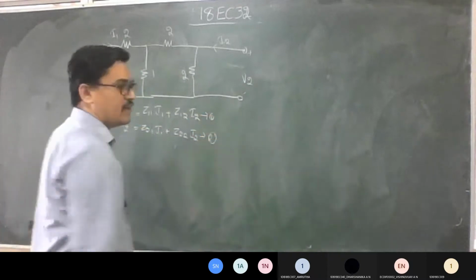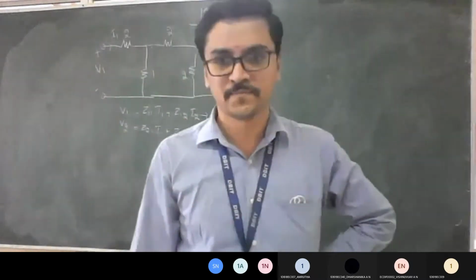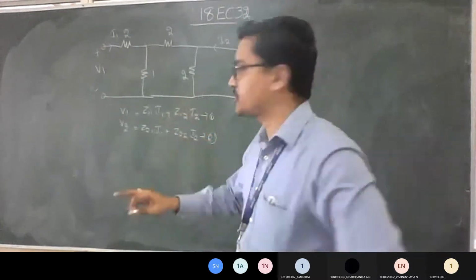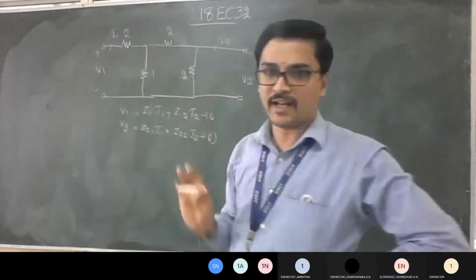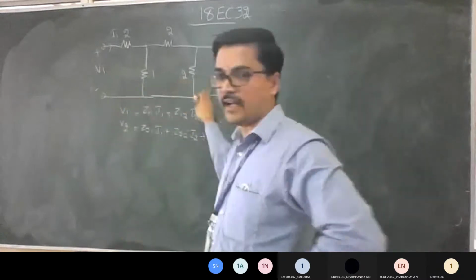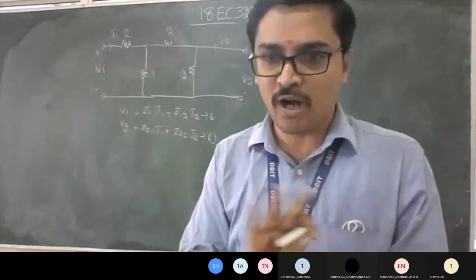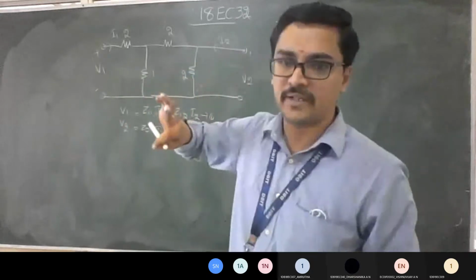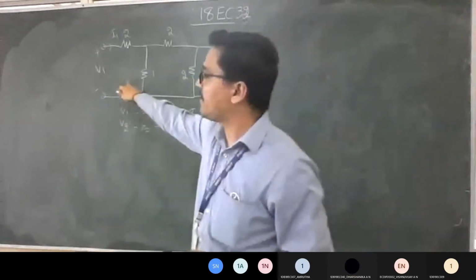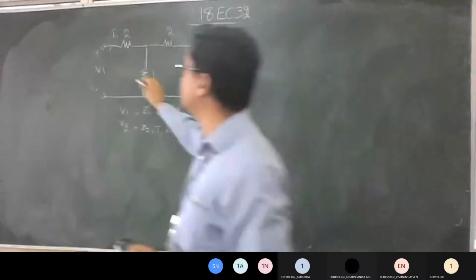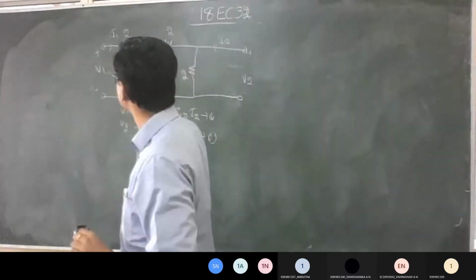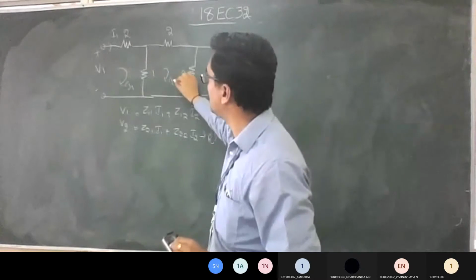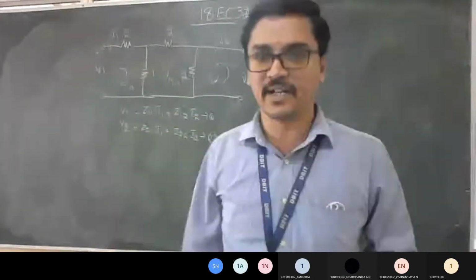So now tell me how many meshes you have in this? Three meshes. See, earlier we used to write I1, I2, I3 randomly, but now I1 and I2 are fixed. You should not change that, and should not take I1, I2, I3 arbitrarily. That is a mistake you will commit. Since it is a 2-port, I1 and I2 are fixed. So this is clockwise I1, this is anti-clockwise I2, and this should be your I3.